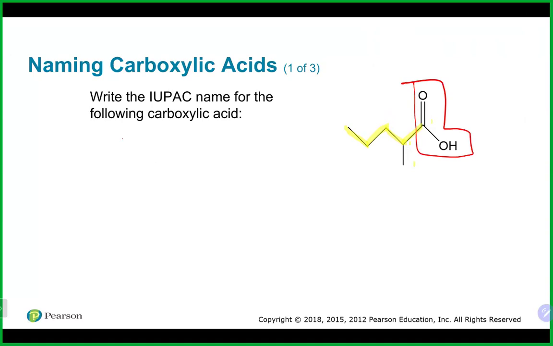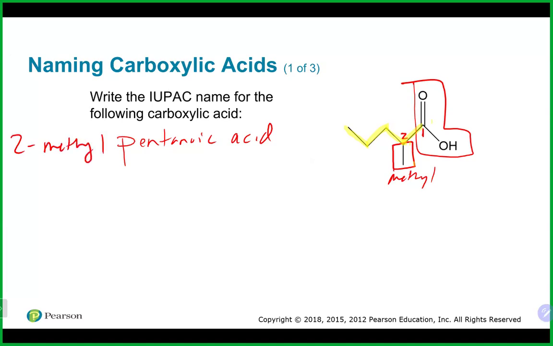This is then going to be pentanoic acid. Remember again here, we do not need to give the location of the carbon-oxygen double bond, but that is carbon number 1, which means that at carbon number 2, I have my lonely line, which is a methyl group. And that would then be 2-methylpentanoic acid. Any questions on that one there?